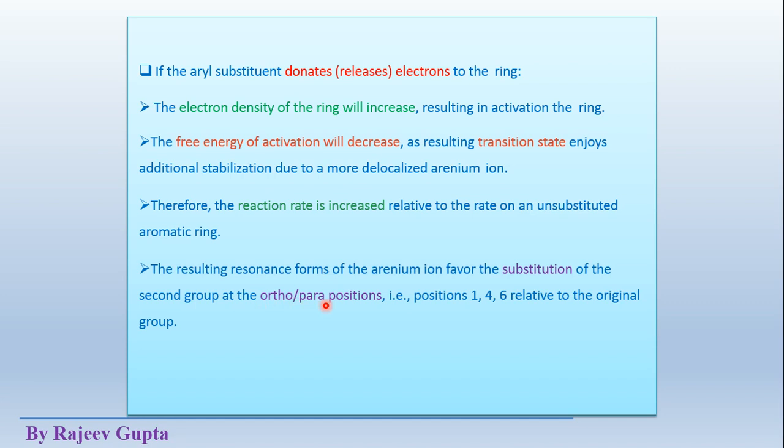Ortho or para directing means the incoming electrophile will attack on the ortho and para positions. How all of this is possible, we will see in the next slides. Positions 1, 4 and 6 relative to the original group are the ortho and para positions. Here, positions 1 and 6 are ortho positions and the fourth position is the para position.